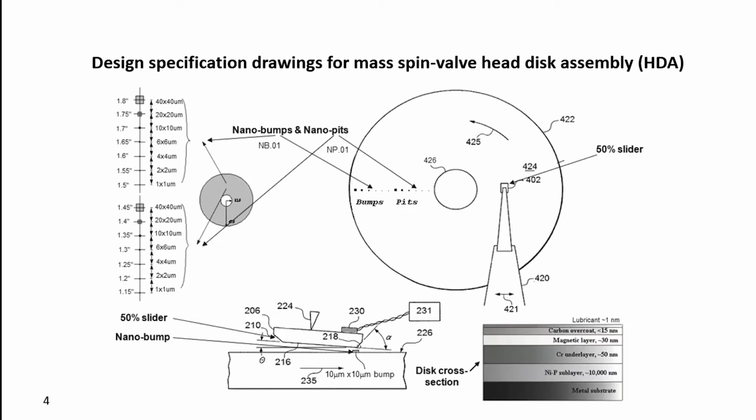And then basically on the lower left, I have a cross-sectional image of the device. You have a little nano bump there, and it's like the 10 micron square one, and the disk is turning counterclockwise. And then I'll explain the assembly of that in detail a little more.